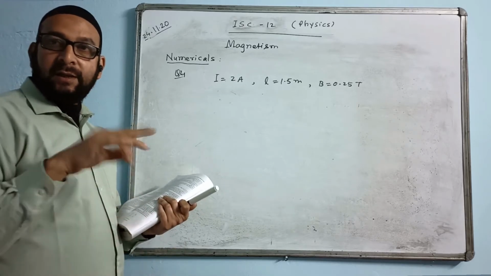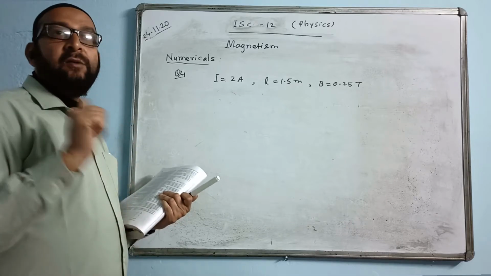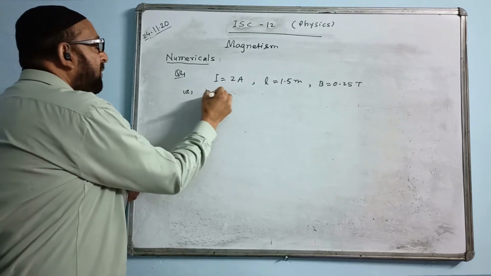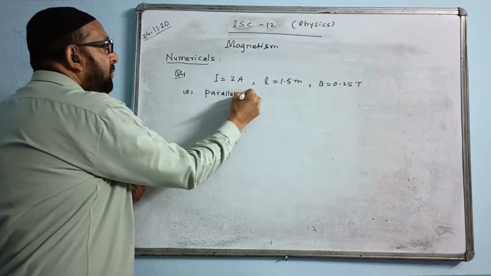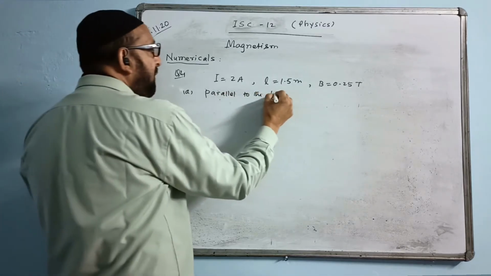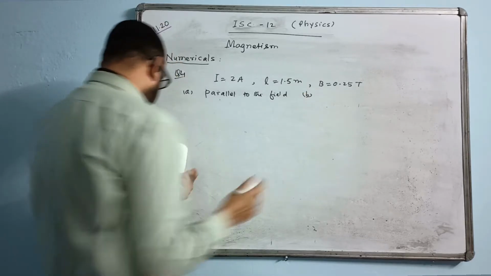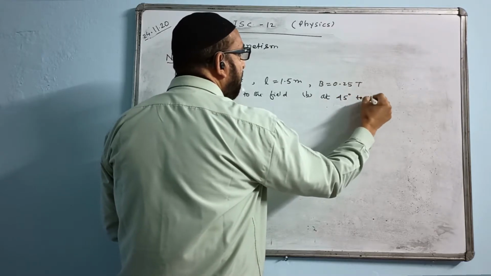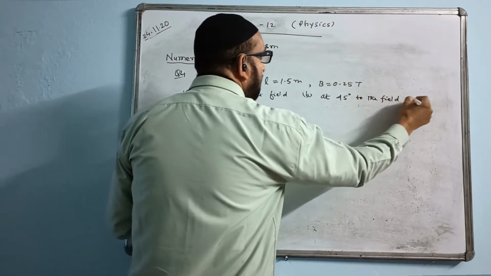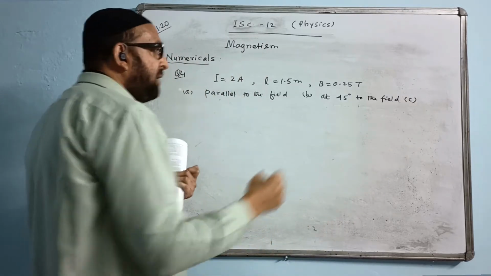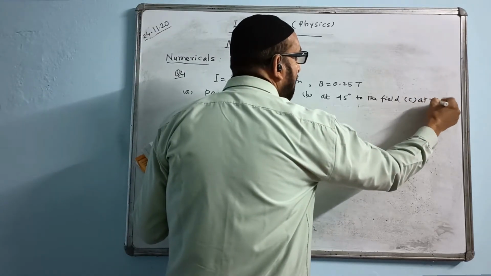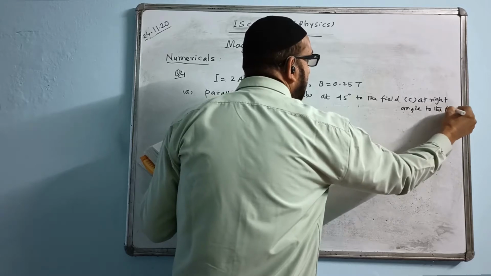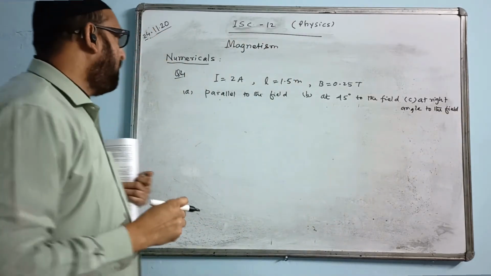There are 3 cases given, case A, B and C. You have to find the value of force on the wire when, first part A, they are saying parallel to the field. The second case is at 45 degree to the field. And the last case is at right angle to the field. These 3 cases we have. So let us answer now.